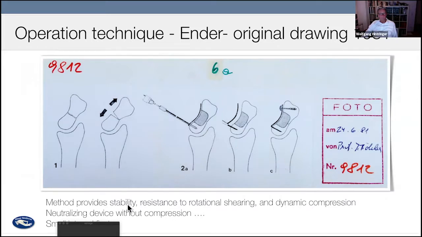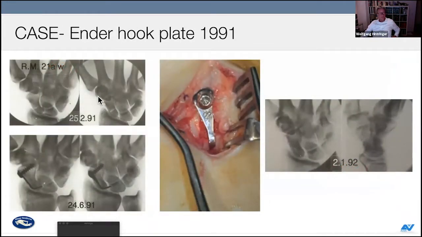And this hook is a neutralization plate. It keeps the humpback deformity in position. When the humpback deformity is reduced, this plate neutralizes the power of the two fragments, and you can see it here on a clinical case. This Ender plate was a little bit bulky. The screw distally was very big, but it worked.